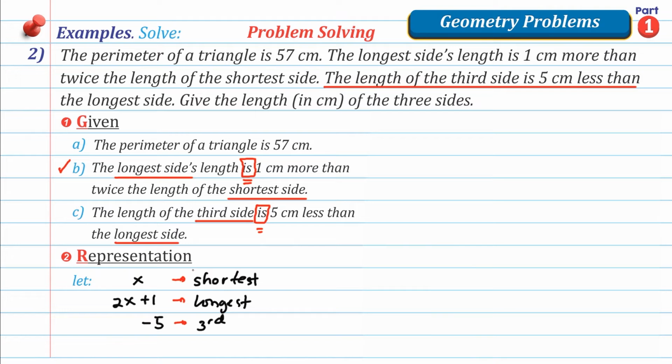Ano ba yung longest side? Diba? It's this whole thing. Therefore, 5 centimeters less than this. So let me copy that. We have 2x plus 1. So that means the third side is 5 centimeters less than the longest side, which is 2x plus 1.